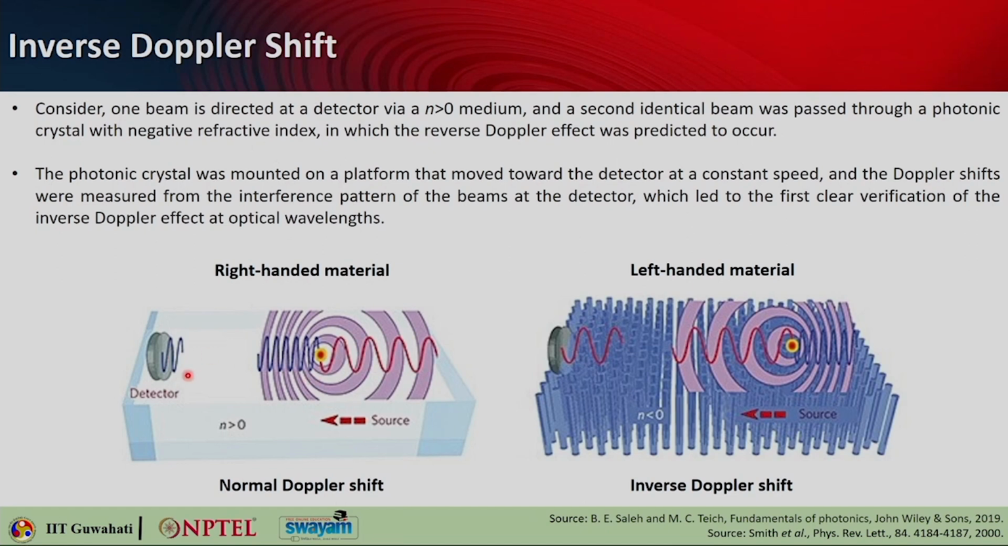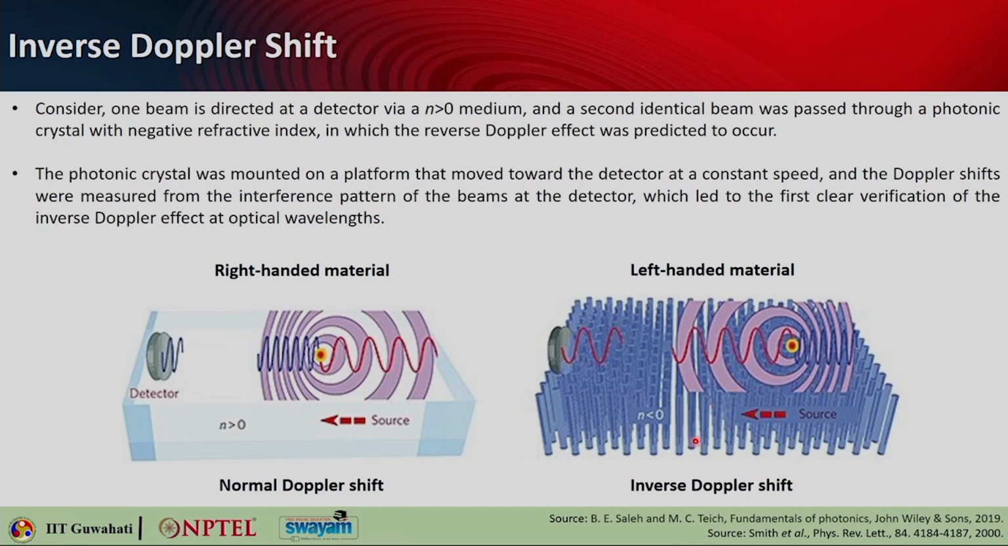So, this is one beam directed at the detector via a medium which has a positive refractive index, and in this case it is an identical beam passing through a photonic crystal with negative refractive index, and it can actually show us the reverse or inverse Doppler effect. Now, how it works, let me explain.